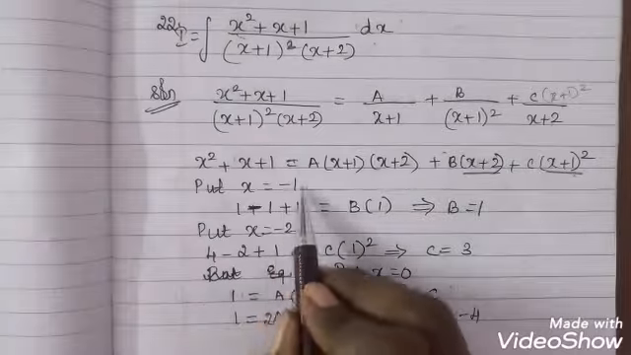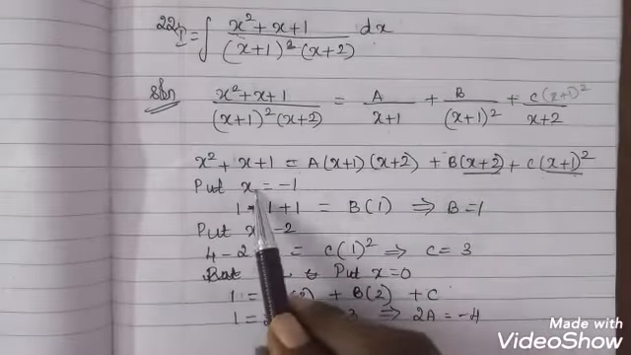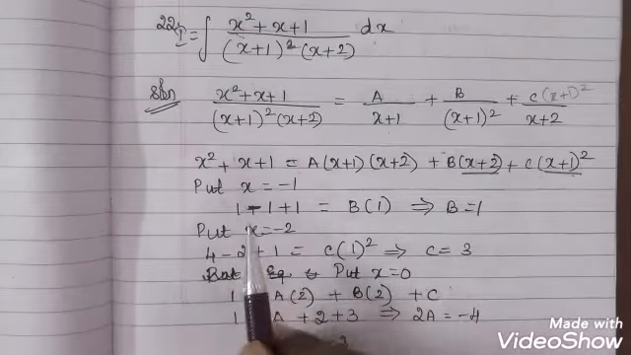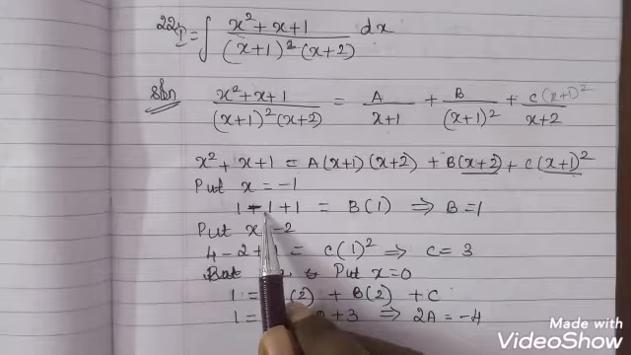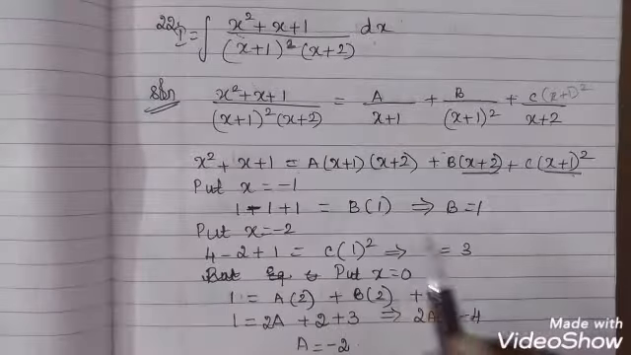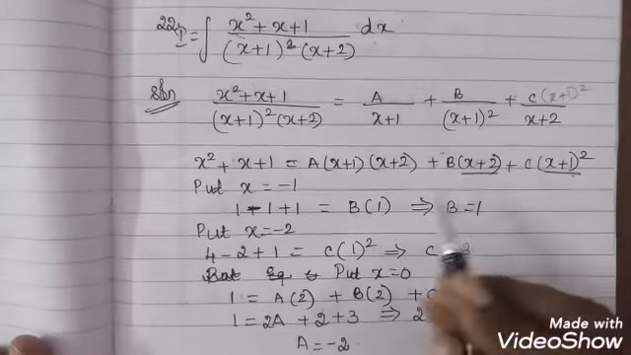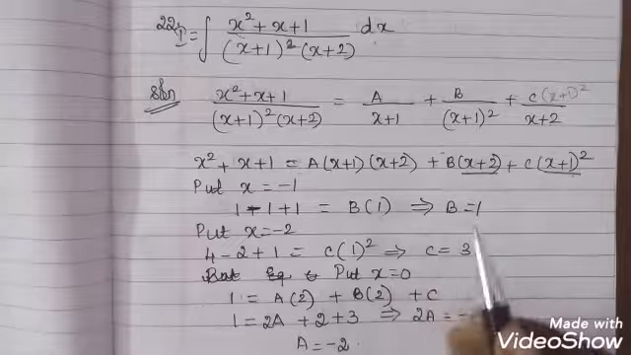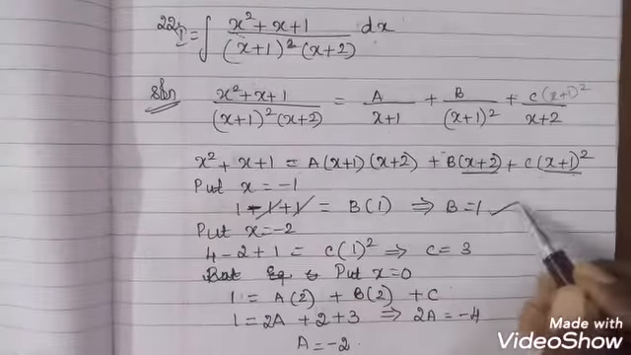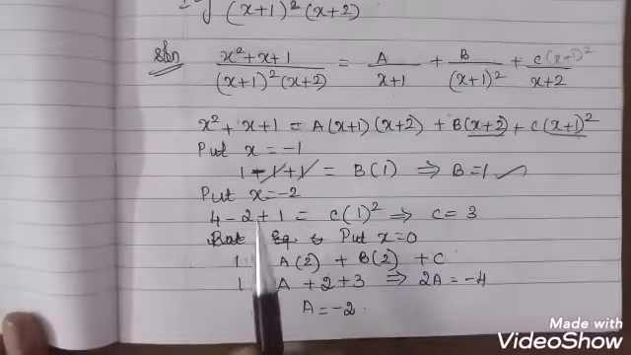Now you put x is equal to minus 1. So when I put x is equal to minus 1, what will you get? 1 minus 1 plus 1 is equal to b into, I can put only here b into minus 1 plus 2, which is 1. So here, if it gets cancelled, what's the value of b here? 1.